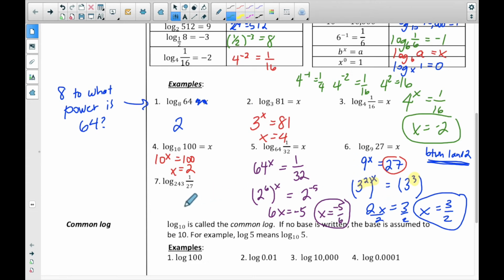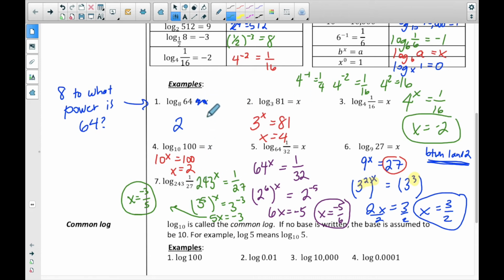One last question. This is similar to a lot of them that we've done. Take a minute to look at this. Can you, first of all, set it up as an exponent? And secondly, can you work this out, do you think? 243 to the x power is 1 over 27. I left off the x this time.